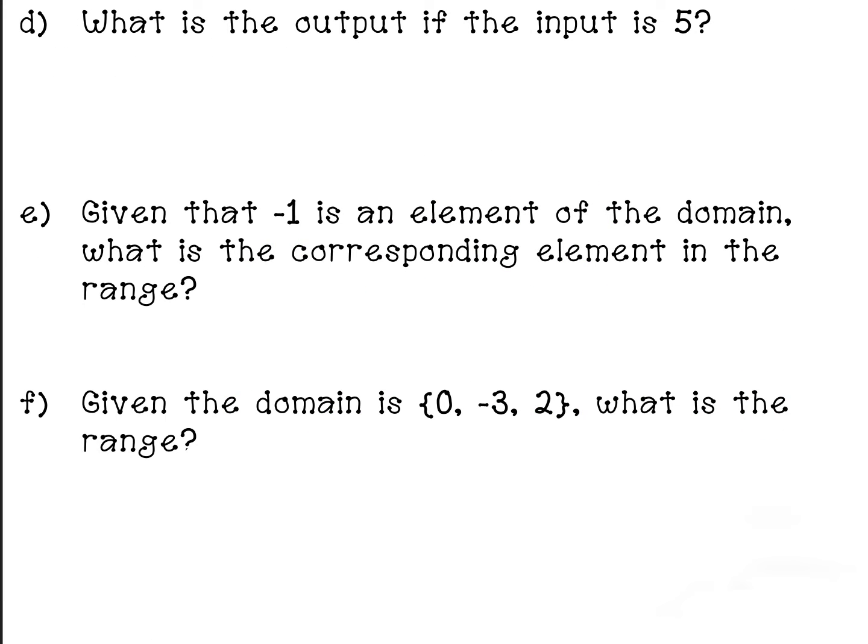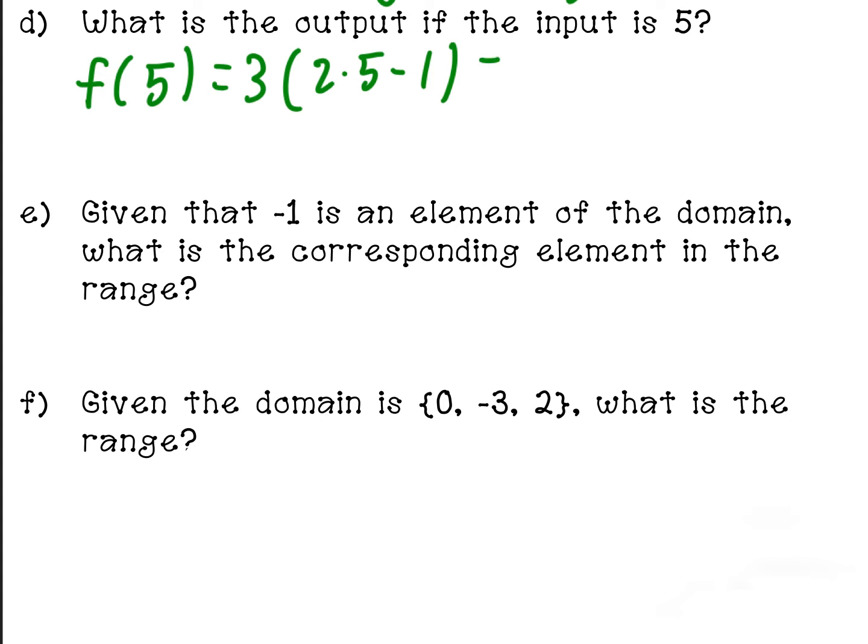Now, let's look at D. What is the output if the input is 5? Well, the output is your f of x, and your input is your x. So, what this is saying is, what is f of 5? Well, f of 5 is 2 times 5, which is 10, minus 1, which is 9, times 3, which is 27.